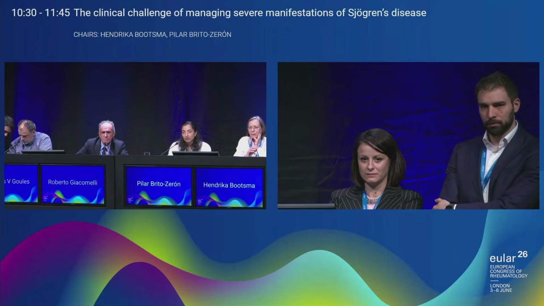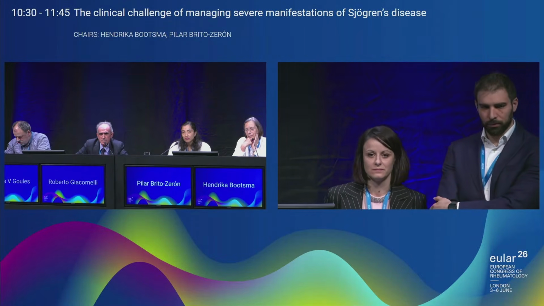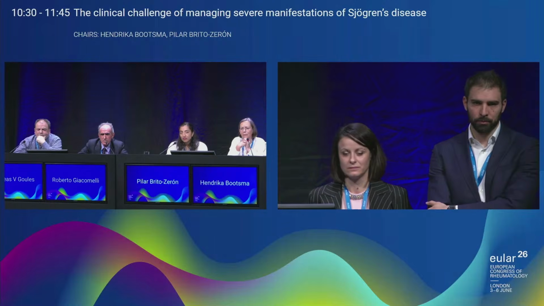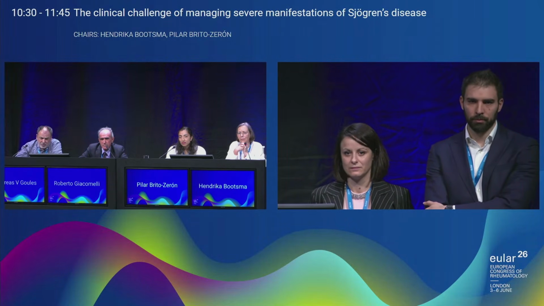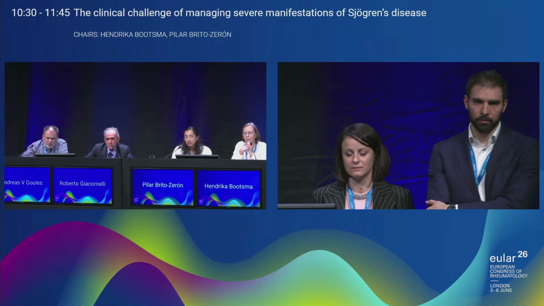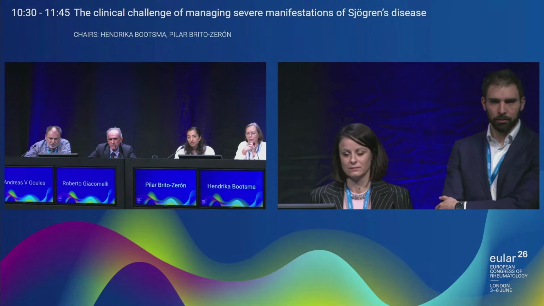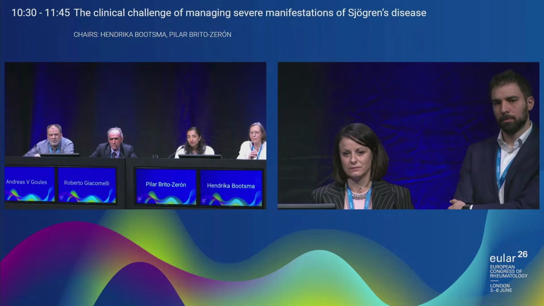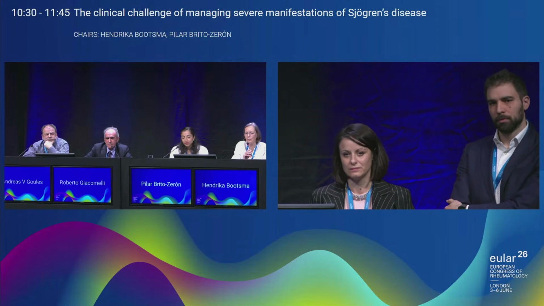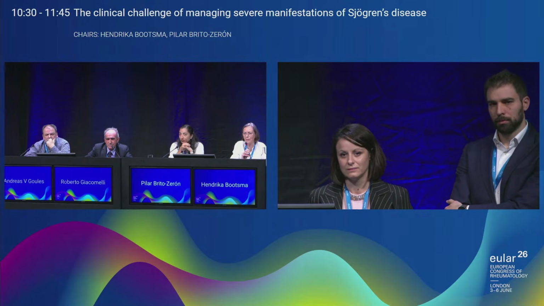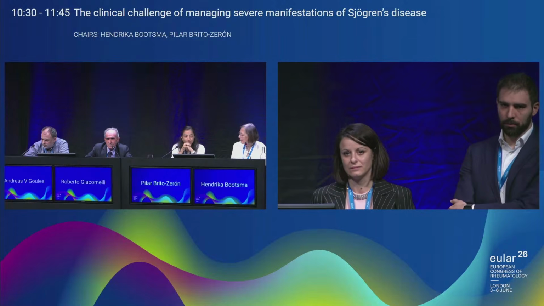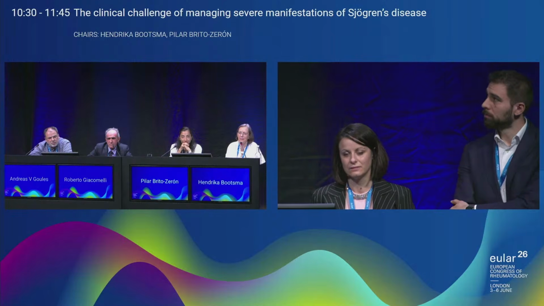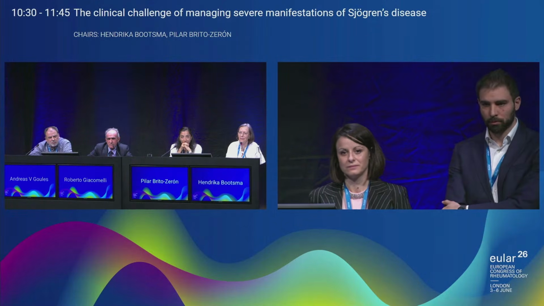And the second comment: in my practice, seeing more than 1,500 patients with Sjögren's syndrome, if you have Sjögren's with an overlapping disease, the clinical picture of the overlapping disease always predominates. If you have a patient with rheumatoid arthritis, the signs and symptoms of rheumatoid arthritis prevail. With Sjögren's and lupus, lupus signs prevail. With anti-synthetase syndrome, the anti-synthetase syndrome signs prevail, as in the case of Roberto.